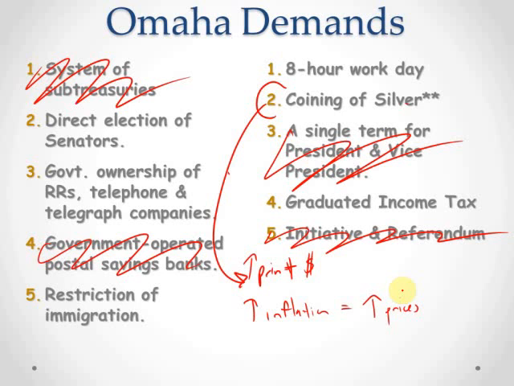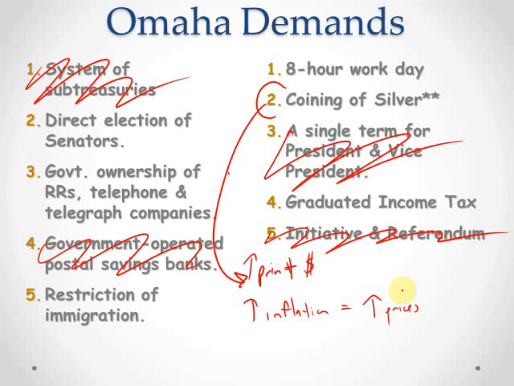Lastly, graduated income tax. We talked about this before. What is a graduated income tax? What is an income tax? A tax on how much you make. So what is a graduated income tax? You get taxed more based on how much you make. The more you make, the more you pay. That's the graduated income tax. They think that's fair, right? Right.